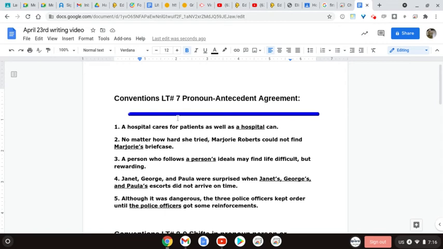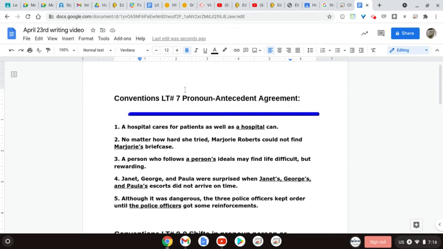So today we are looking at some conventions rules. We're looking at the last essential question of our Learning Target Essential Question Packet. We're going to look at a bunch of different learning targets related to pronouns. The first area we're going to look at is conventions learning target number 7, pronoun antecedent agreement.